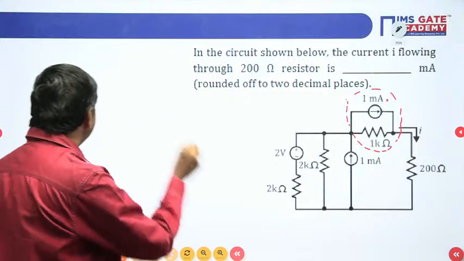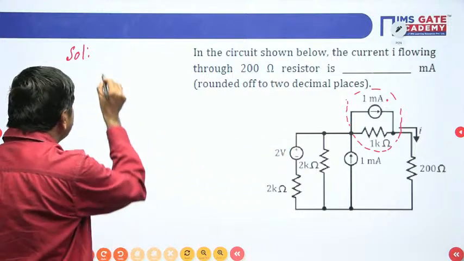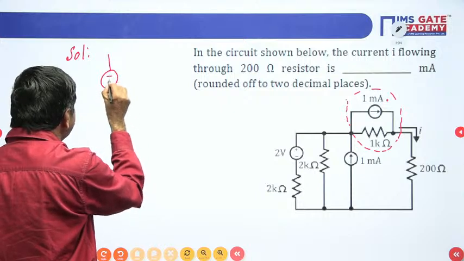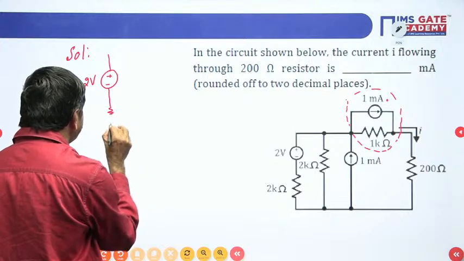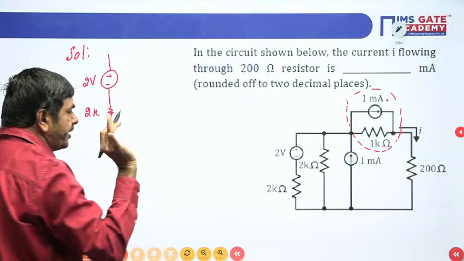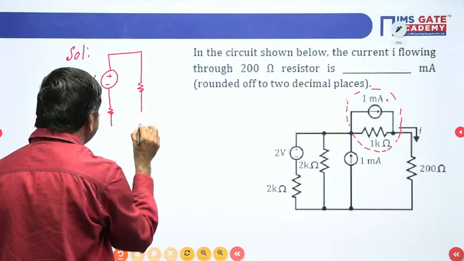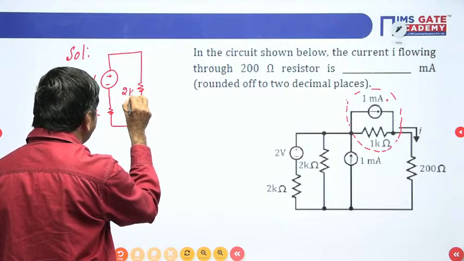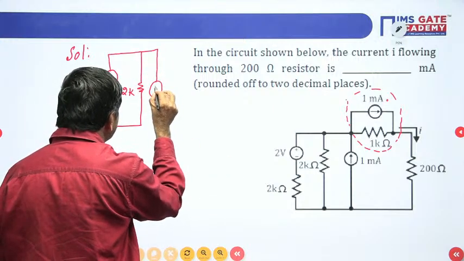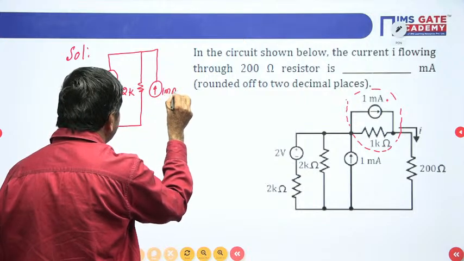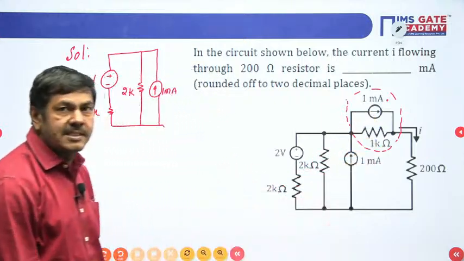I can redraw this network like this. 2 volts connected here, 2 volts here, in series to 2 kilo ohms. I am putting 2K. I got one more 2K this side. This is 2K. And there is a current source of 1 milliampere. This side we have a 1 milliampere current source, and here the current source is parallel to a resistor.